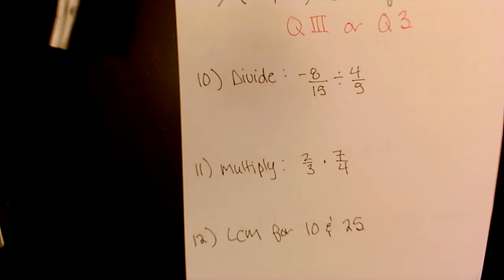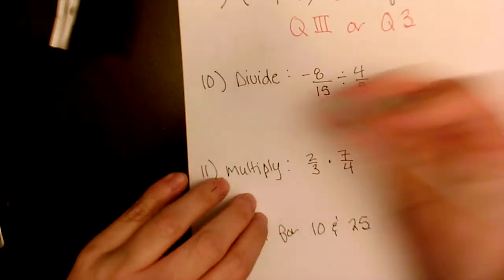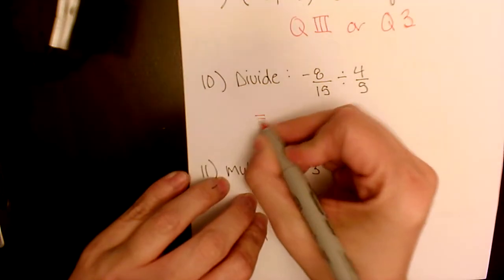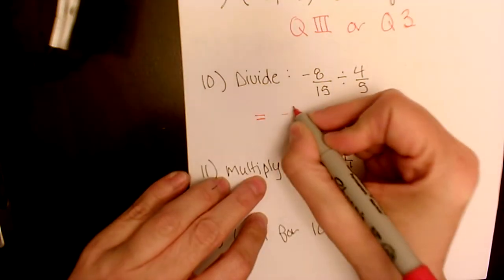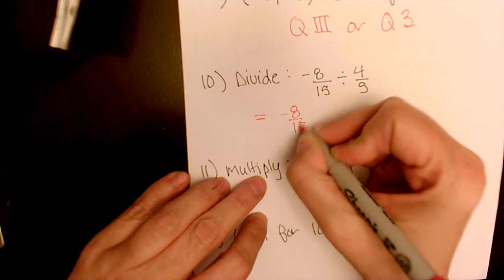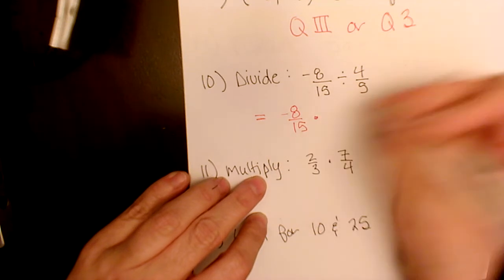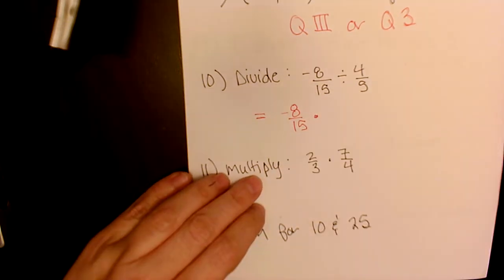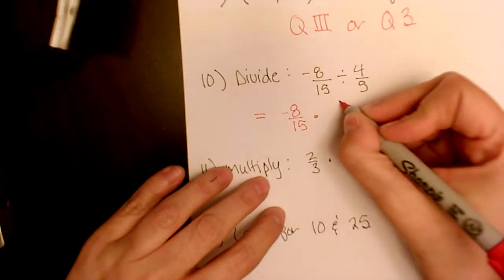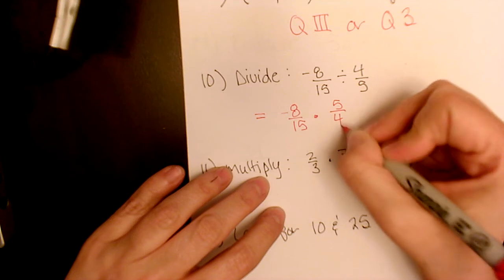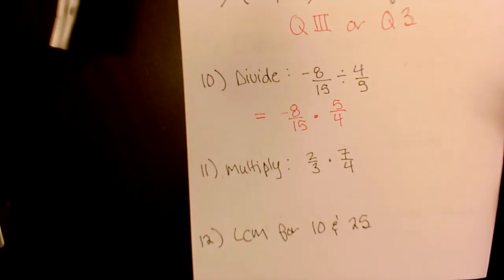Okay, Math 85, we're going to pick up with number 10, and we're going to divide. So when we divide fractions, we keep the first fraction the same, and remember the division turns into multiplication, and we flip the second fraction. So 4 over 5 is now 5 over 4.